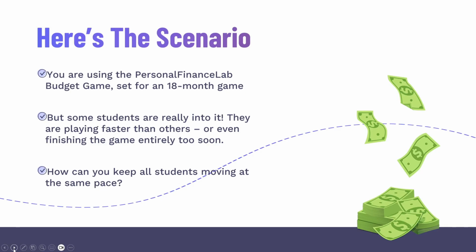So here's the scenario. You're using the Personal Finance Lab budget game, an 18-month game, and you're expecting students to work through this over the course of an entire semester. But some students are getting really into it and playing faster than others, and they might even be getting close to finishing the game way too soon. So how can you help keep all students moving at the same pace?